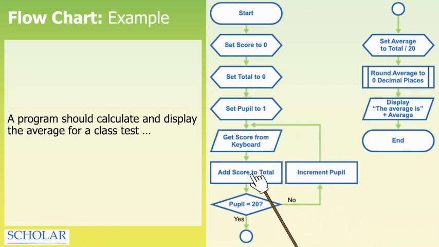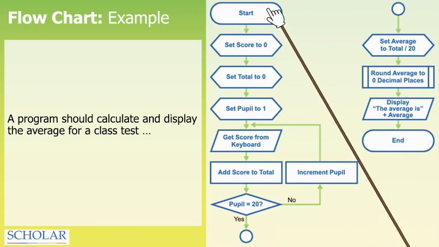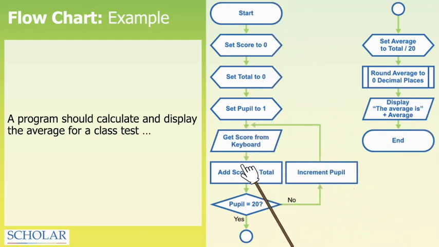Once pupil equals 20, we're going to go down the yes branch, and we get to this wee circle here. This is called a connector, and what that means is it's going to connect to the code up here. We go through, set the average to total divided by 20, round it, so this is a predefined function, and then display it to the user. With a flowchart, there is a single flow through it, and where we have a decision, we always have a yes branch and a no branch.